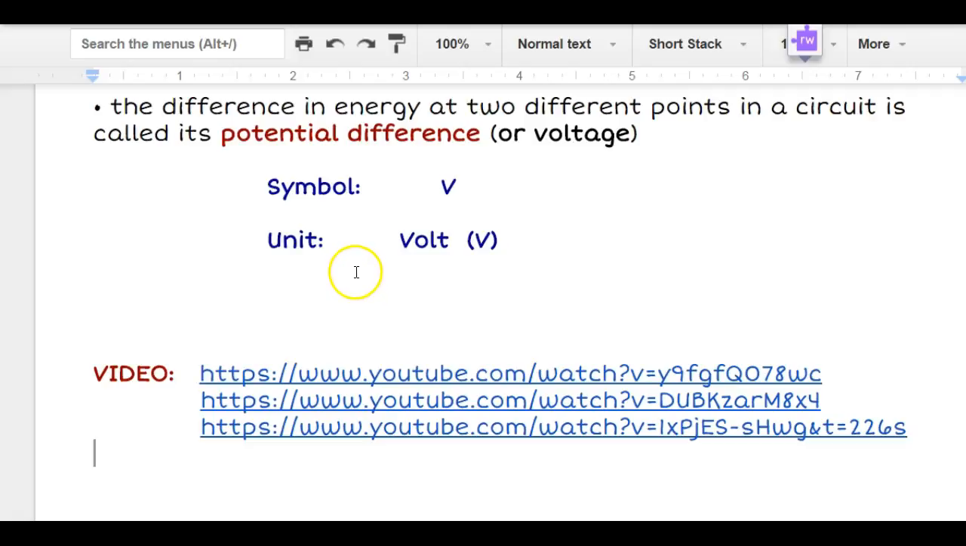Okay, and so let's look at some symbols that we use for electric potential difference. Electric potential difference is often called voltage, and that actually comes from the fact that the unit we use to measure voltage or potential difference is called the volt, and it has a symbol V. Now, luckily, in a formula, we're also going to see voltage or potential difference with the symbol V, and so that makes it easier to remember.